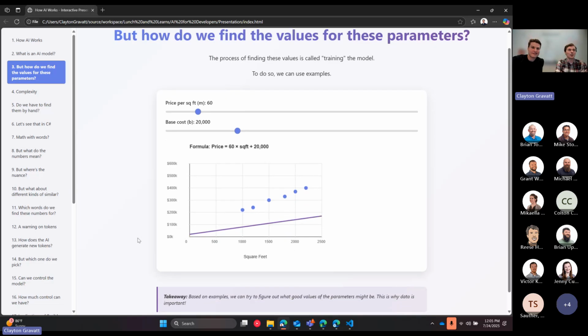I'll let you know in a second here. So what we can do is we can use some examples. Let's say we've recorded some previous examples of houses that have sold. We've written down the price and the size of it, and we've drawn a nice little graph. And we want to adjust the values of our parameters until it fits. So go ahead and play with those sliders there and see if we can figure out the right value here. You might have to click and drag.